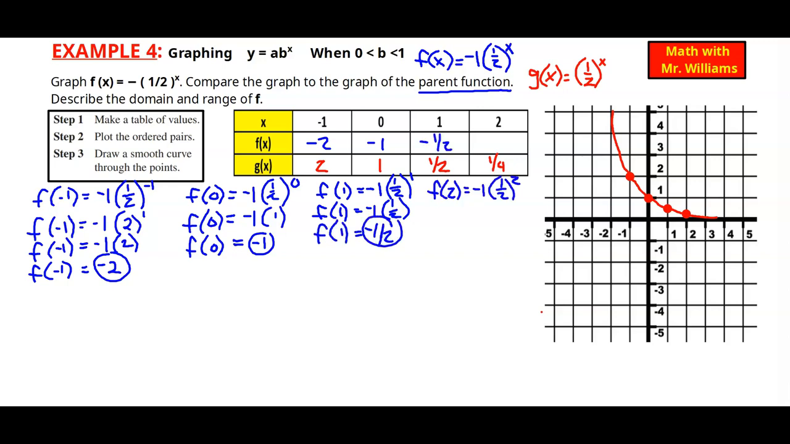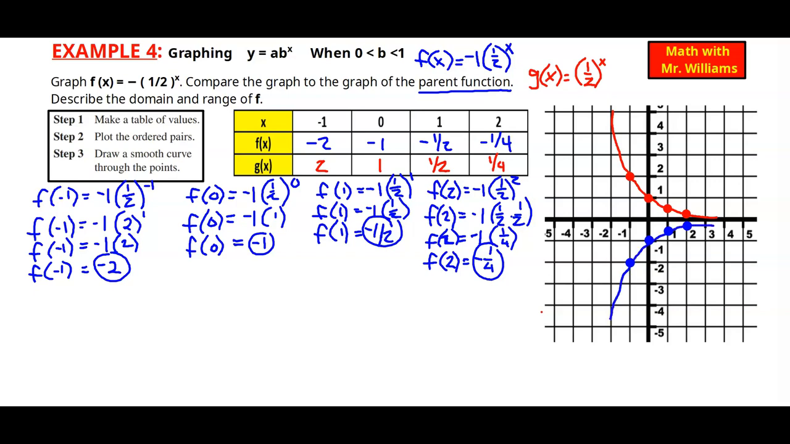So we have negative 1 times 1/2 squared. And 1/2 squared is just 1/2 times 1/2 times that negative 1. 1/2 times 1/2 is 1/4. And then 1/4 times a negative 1 would give us negative 1/4. All right, let's go ahead and graph it. So we have a negative 1 and a negative 2. Then we have a 0 and a negative 1. Then we have a 1 and a negative 1/2. Then we have a 2 and a negative 1/4. All right, let's go ahead and draw our line through it.